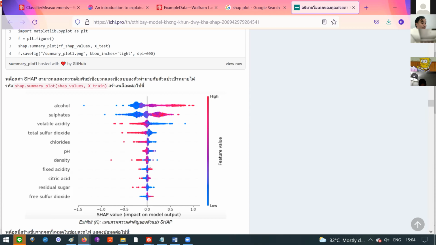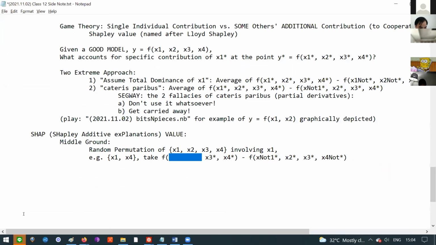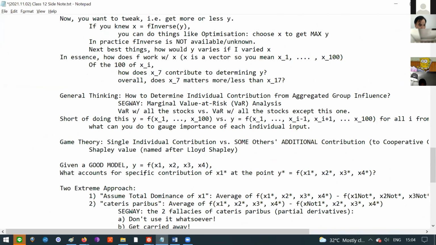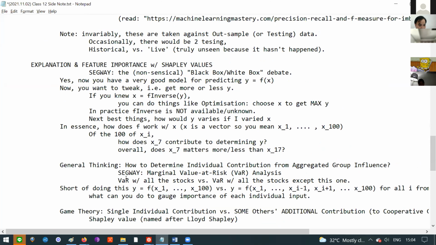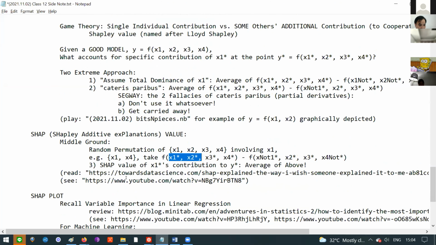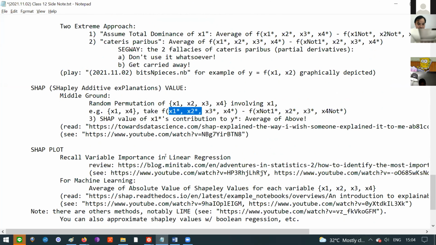Now, with linear regression, you obviously can do something else easier, right? That's the standardized coefficient, right? So I think I put the note here. For linear regression, you can do what's called a standardized coefficient. But in this case, you can do it for anything in general. What's called model agnostic. Okay.